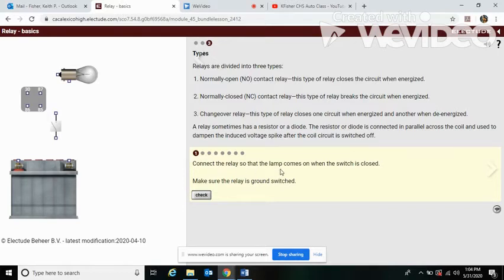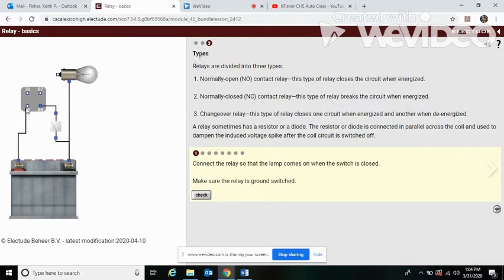So it says connect the relay so the lamp comes on when the switch is closed. So all we're going to be doing is some wiring here. Remember our two negatives. It's on the negative side, this switch. So there's a negative side switch.